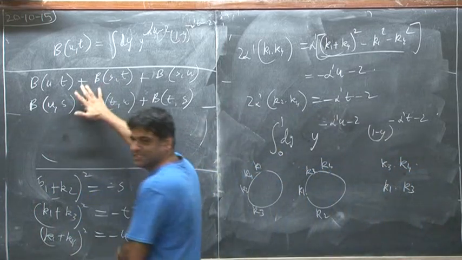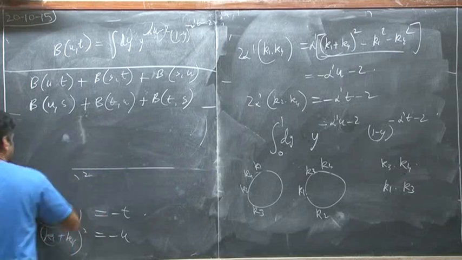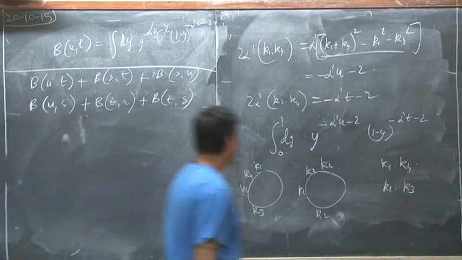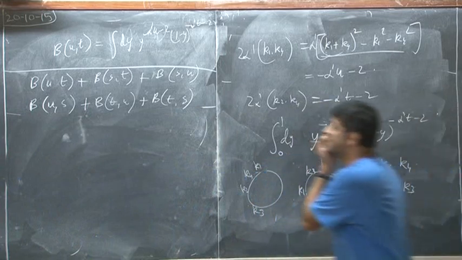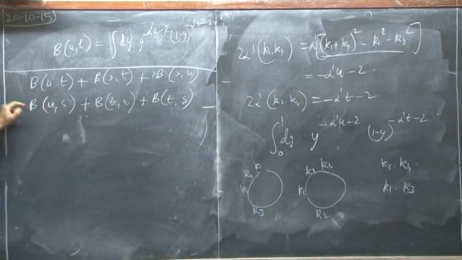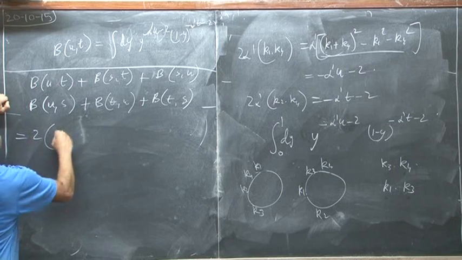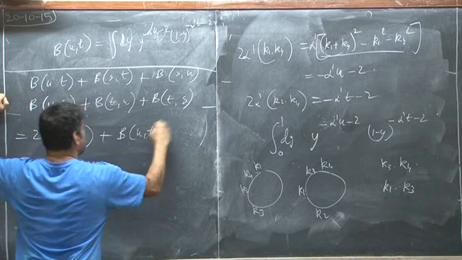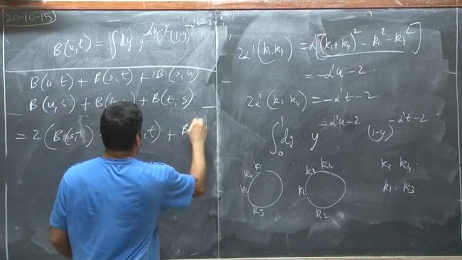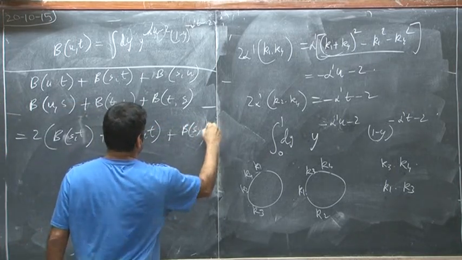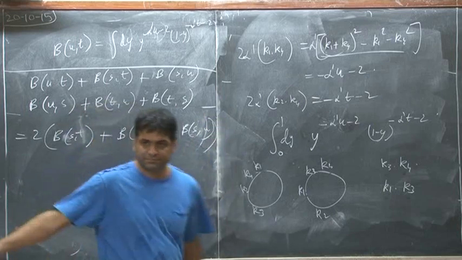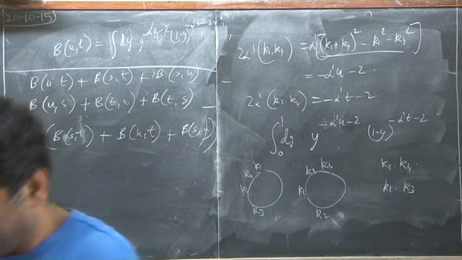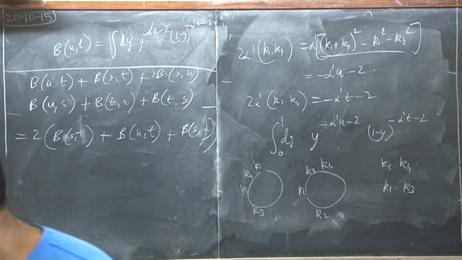Okay, but first let me just say this. Great. So this is just equal to twice of B of st plus B of ut plus B of su. So all we have to do is compute this integral once and then sum over these 3 possibilities and we've got the full answer.